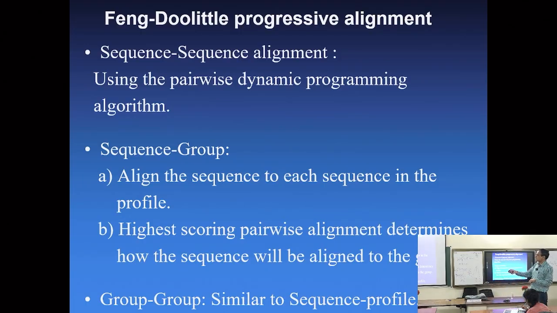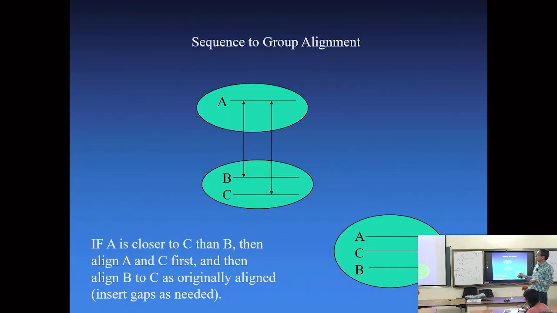So the approach is sequence to group. The approach is shown here. You have a group of two sequences that are aligned, and then you bring a third sequence and you want to align this sequence against a group of these two sequences, right? How to align them? To do this, again with the pairwise approach, you will compare A with B and A with C. So these are across-cluster comparisons, where one cluster has one sequence and the other cluster has two sequences. Then you identify the pairs that are closest.